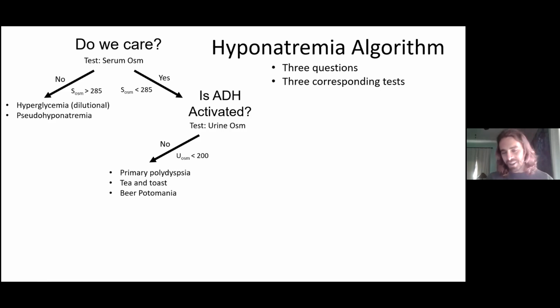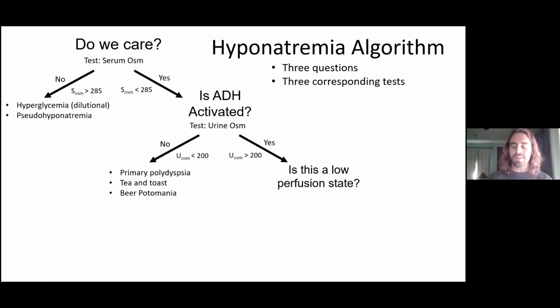But the things that we most commonly see in the hospital are where ADH is activated, and we are seeing a concentrated urine with the urine osms usually above 200, even 300. You'll see up to the 500s. I've even seen 1,000 in the hospital. So most of the time for our patients in the hospital, ADH will be activated. And then the question that we have to ask next is, is this appropriate? Does this make sense?